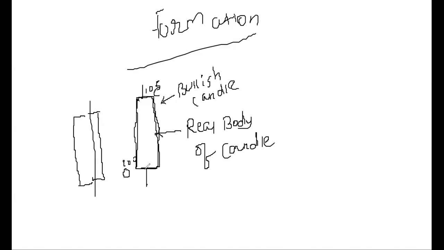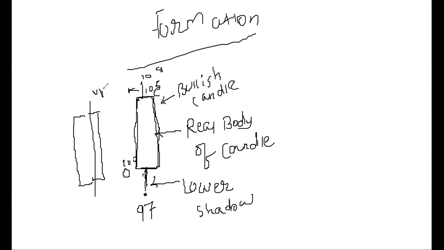And this bottom line is giving me the information about day low. So let's say the stock made a day low of 97. This will be termed as the lower shadow of the candle. This is property number 2. And this upper line is giving me the information about day high price. So this will be termed as the upper shadow of the candle. This is property number 3.